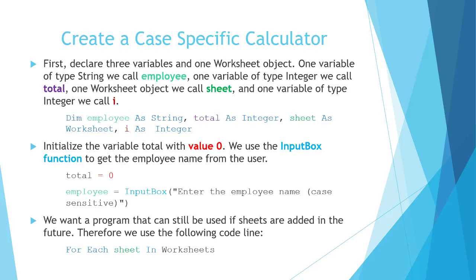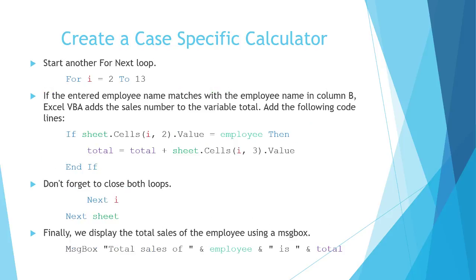That's not like an if-then or anything like that. The For is basically saying for each one of these sheets, we're going to do what's after it, which is what we're going to get to right now. So for each sheet within these worksheets, we're going to go through all of these lines that you see before you. So we're going to start a For Next loop.